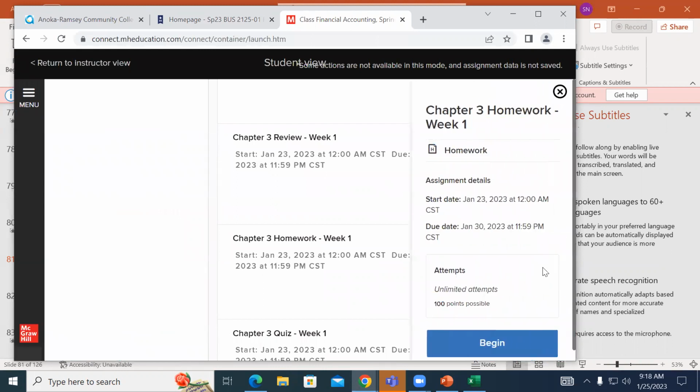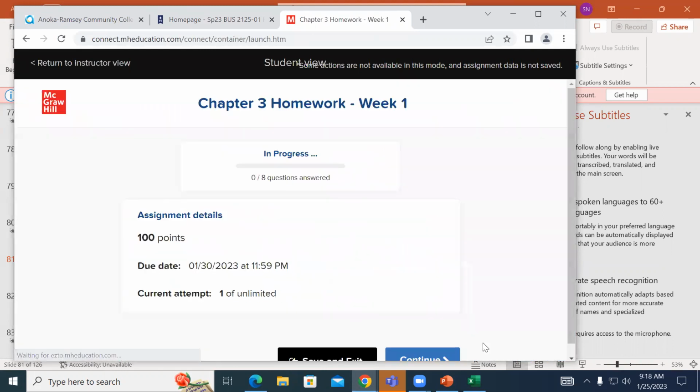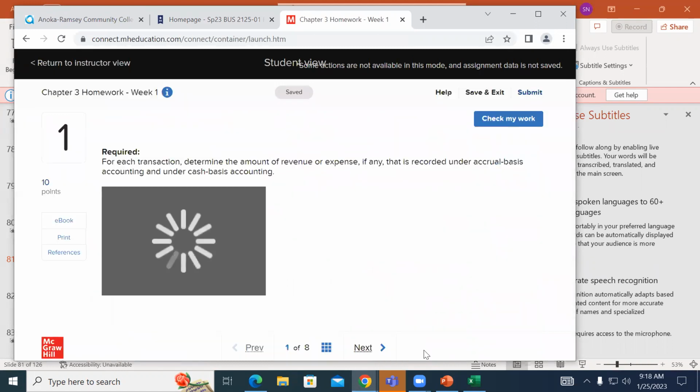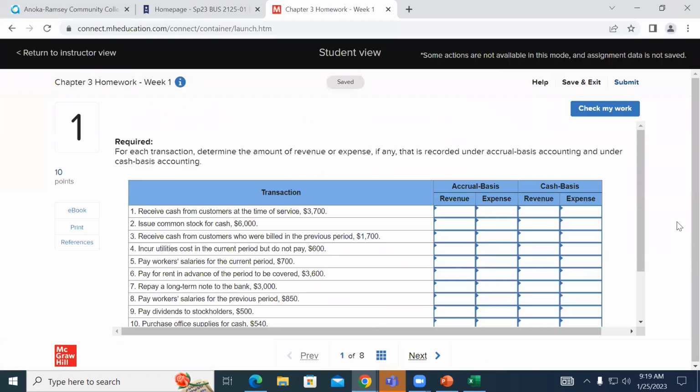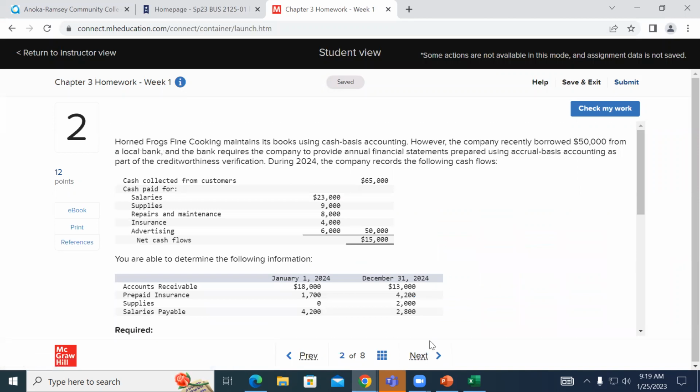Okay, let's look at this. For each transaction, determine the amount of revenue or expense, if any, that is recorded under the accrual basis accounting or under the cash basis of accounting. So we kind of went through this earlier, didn't we? I think that is pretty self-explanatory. Let's look at this next one.